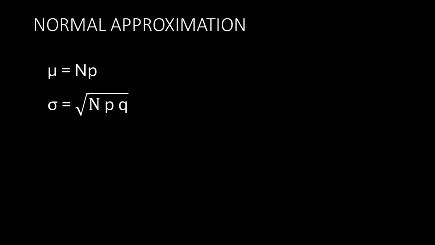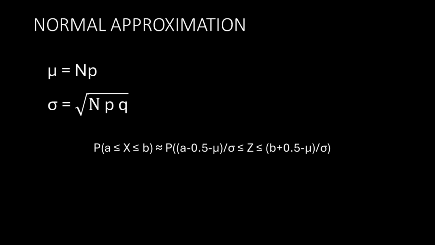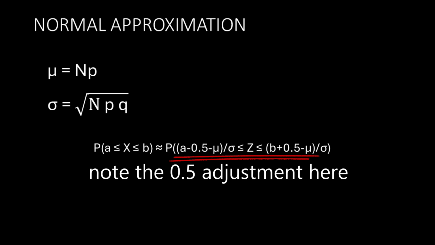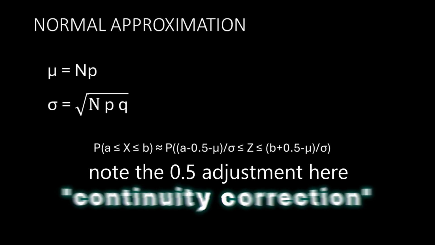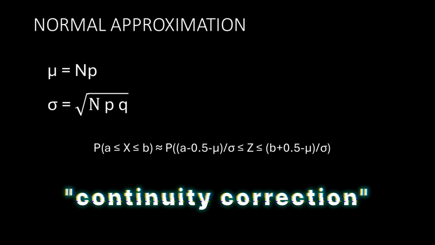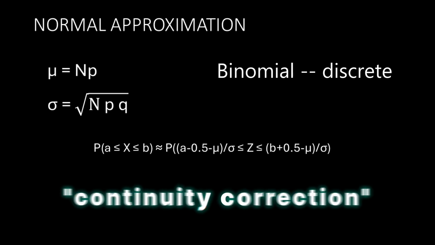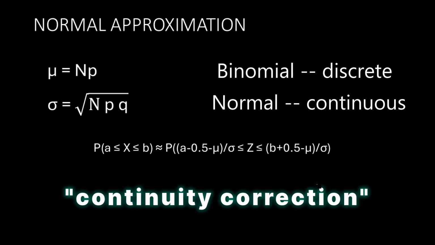Then we can approximate the probability of x between a and b to be equal to this, where we have this 0.5 adjustment. It's a continuity correction since we're approximating a discrete distribution, the binomial, with a continuous one, the normal. We'll have an example later to show this.